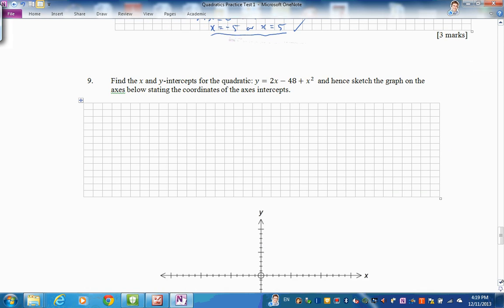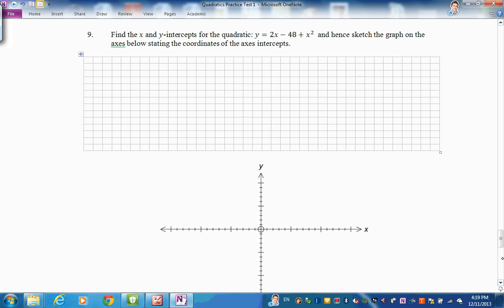Okay, let's look at question 9. Got a graph to draw here. Find the x and the y-intercepts. Let's do the x-intercepts. X-intercepts occur when y is 0. So we would have this function, 2x take 48 plus x squared equals 0. Looks a bit strange, so let's put the x squared first. That one, and 2x, its sign is in front, plus 2x, take 48 equals 0. Now, what do we want? We want to try to reverse FOIL.